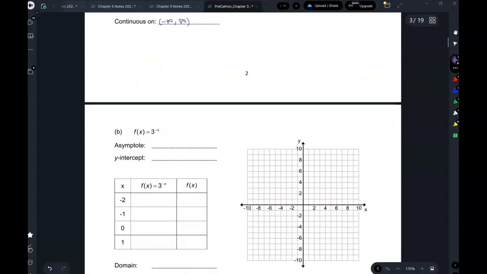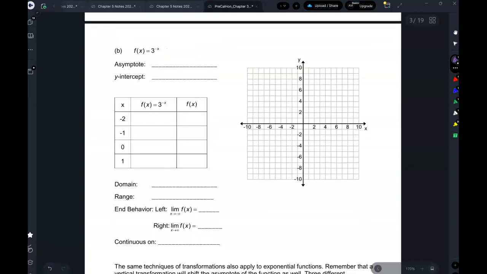Next, 3 to the negative x. Now this is the same as 1 over 3 to the x. So the asymptote is still y equals 0. The y-intercept is still (0, 1), because anything to the power of 0 is 1. When I have a decay like this, I like to shift to the left one so the numbers don't get too big or too small. So I like to go from -2 to 1. This is not the law, it's just good practice.